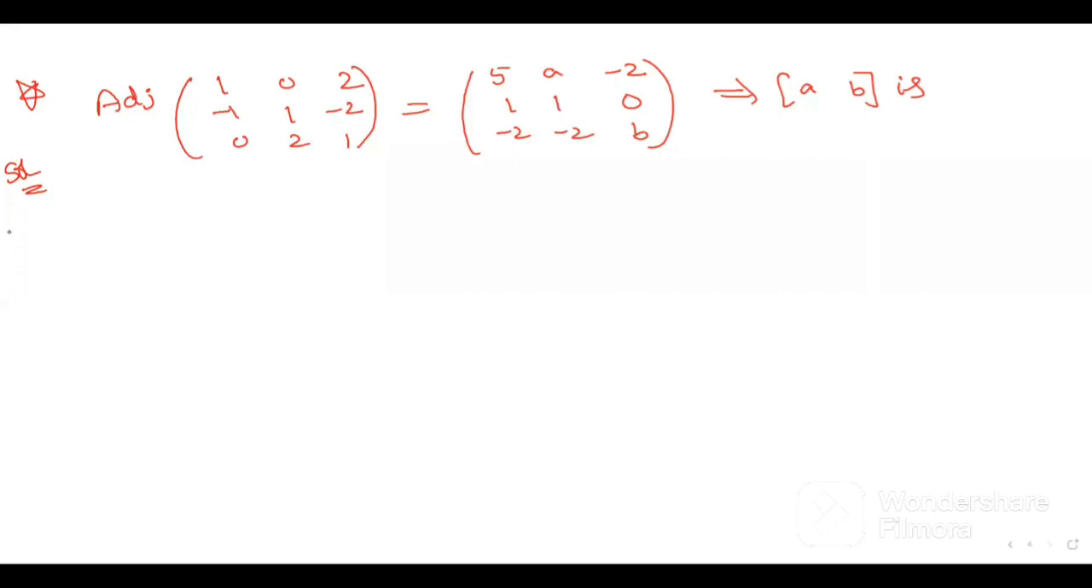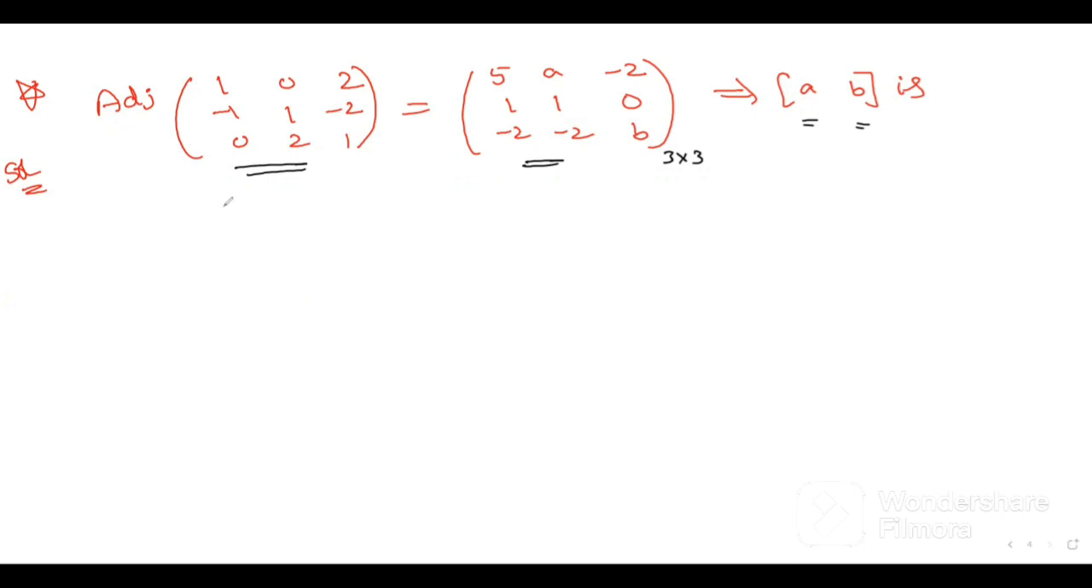Okay, now I'm going to explain the next problem. In the statement, the adjoint of this matrix is equal to the matrix 5, a, minus 2, 1, 1, 0, minus 2, minus 2, b, 1. A 3 by 3 matrix is given; then find the values a and b. How to find these values?